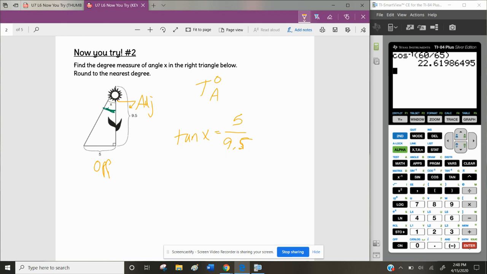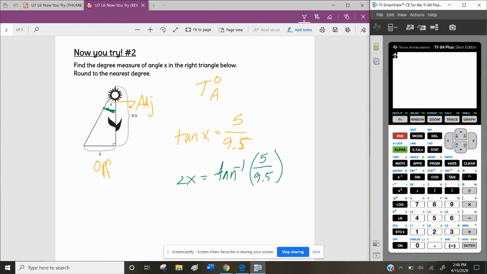So we're going to find the angle by using the arctangent. Angle X equals the arctangent of 5 over 9.5. So we go over to our calculator, second tan to get the arctangent, arc because we're finding the angle, of 5 divided by 9.5. And we get that angle X equals 28 degrees, rounded to the nearest degree.